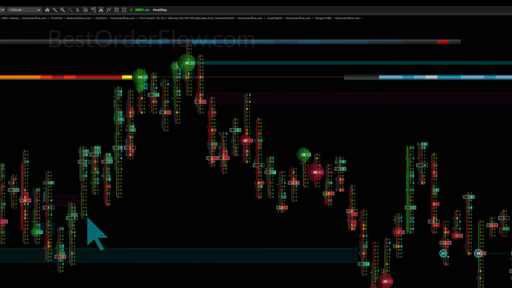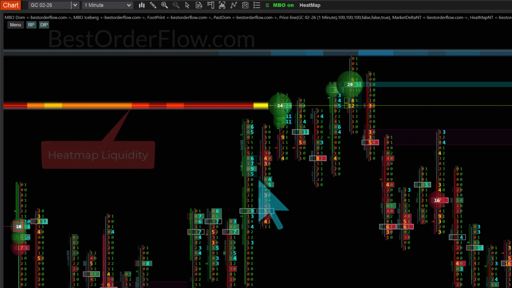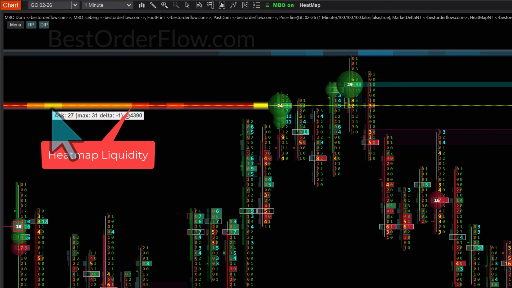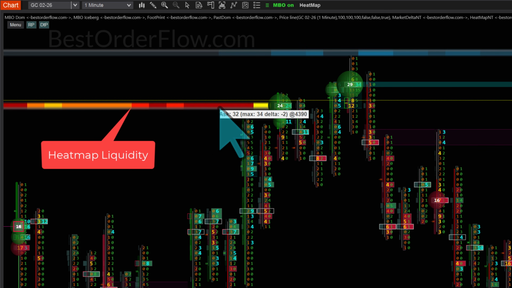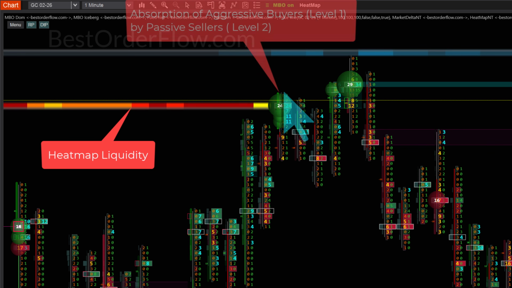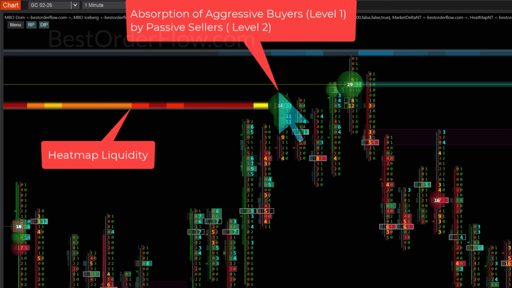Now we can see that while the price was moving higher over here, there was sitting liquidity on the heat map. The heat map is a new indicator that can help us see if there were passive participants present for a while right over there. They did not remove their orders, and it was about 34 and then 26. And then while the aggressive participants were trying to buy, they hit this liquidity on the level 2.